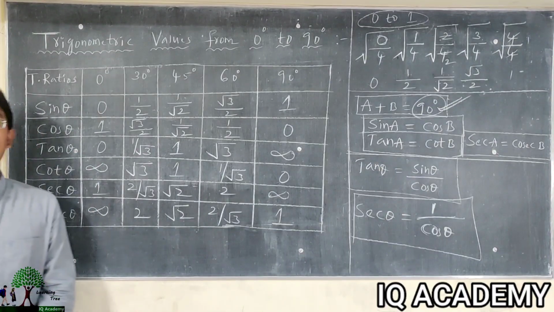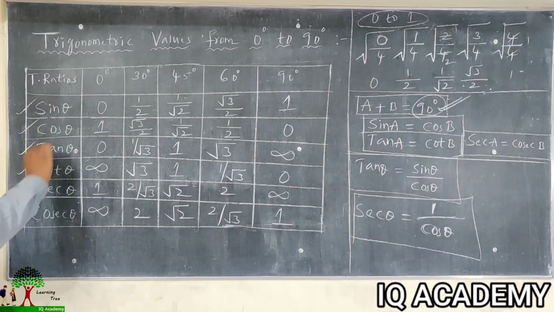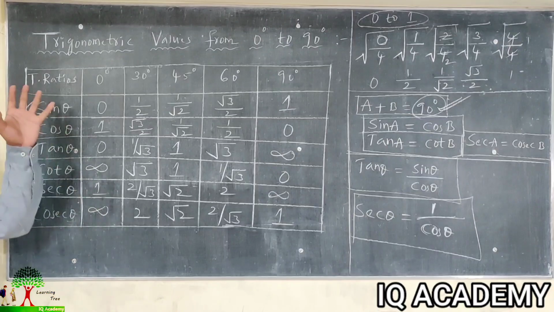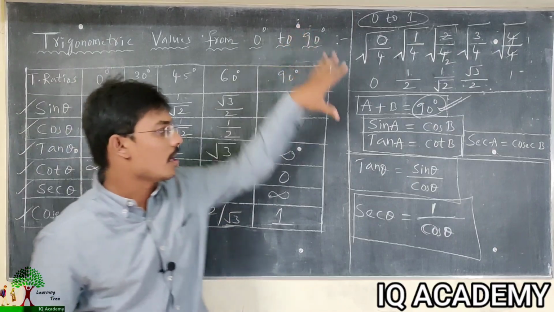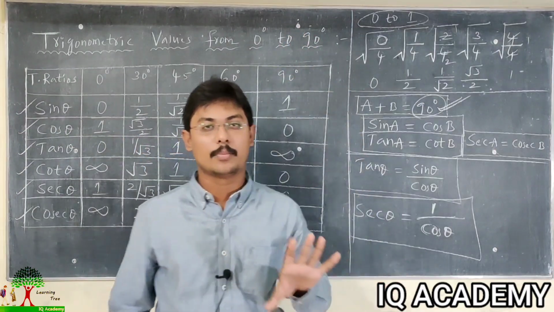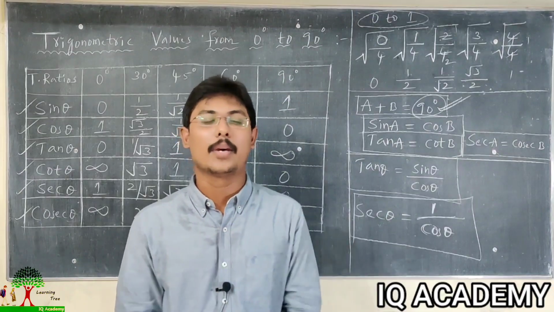So like this, we can find all the 6 trigonometric ratios: sine, cos, tan, cot, secant, cosecant, by using this table and using the concepts. Don't learn by heart, just understand the concept and you can memorize easily.